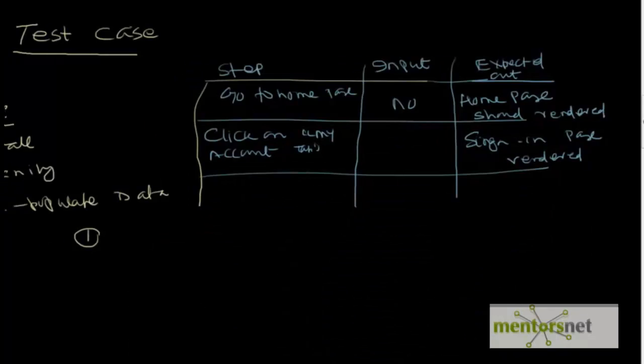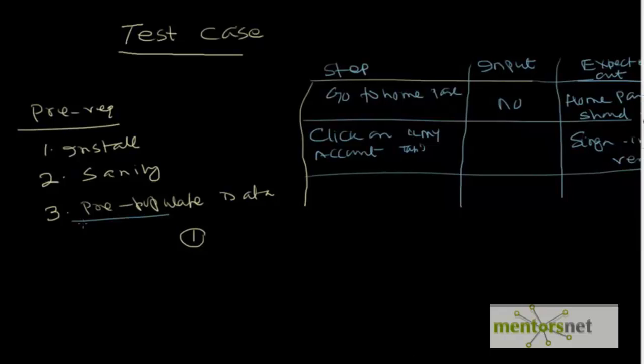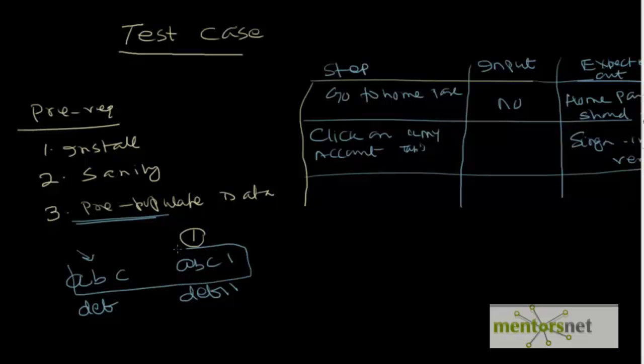Remember, in the pre-populate step, we have already populated some user IDs and passwords. Let's say right now the user ID is ABC and the password is ABC1. Then I have another user, DEF, and the password is DEF1. So this is the right user ID and password combination that we have in the application.